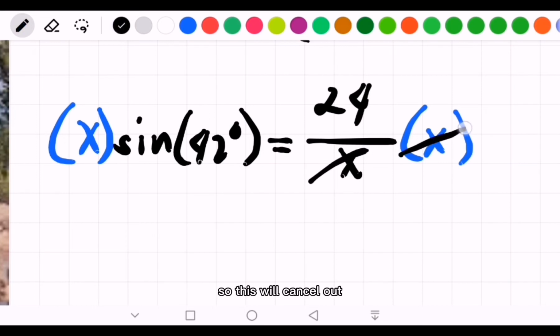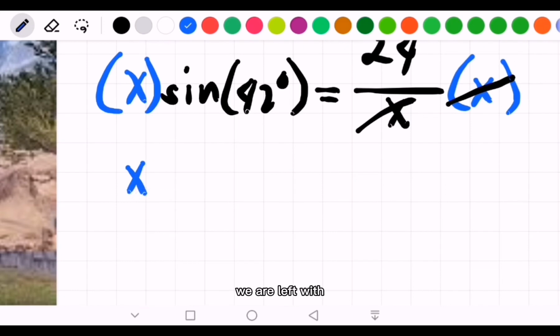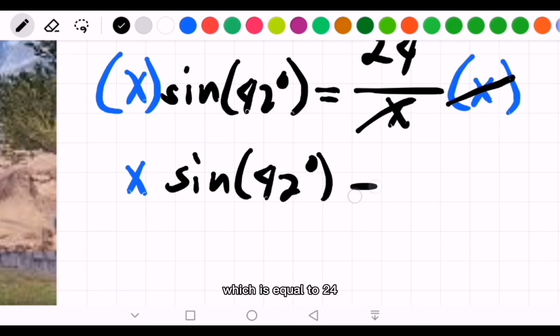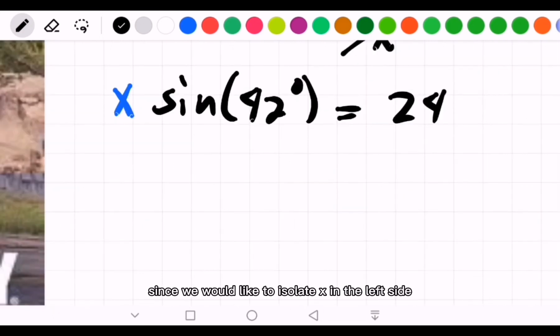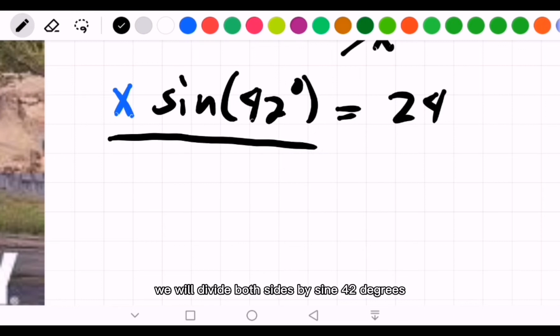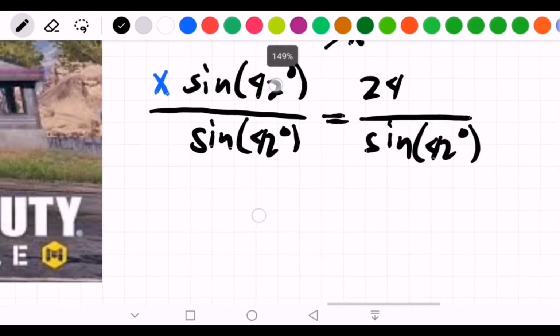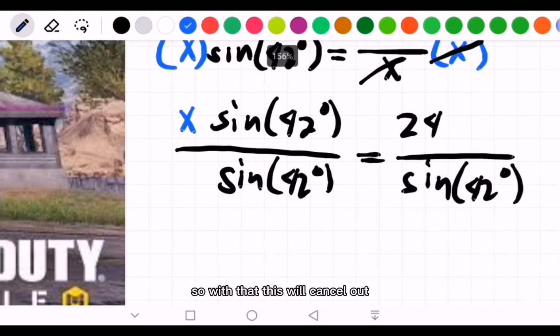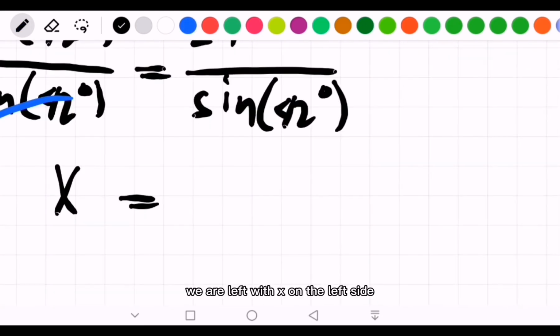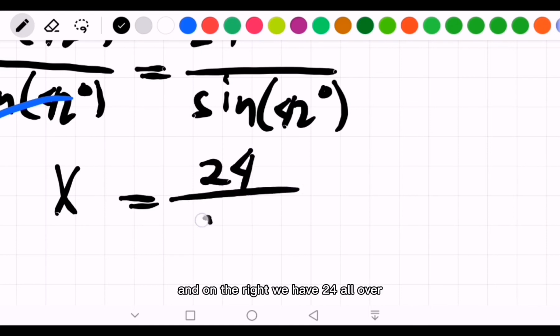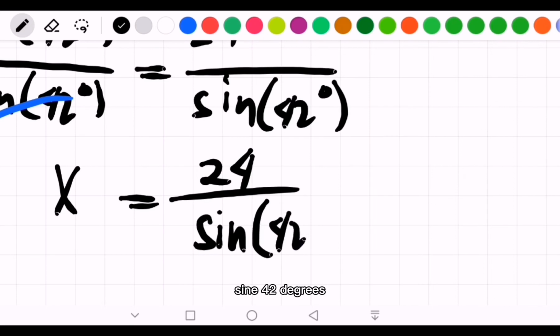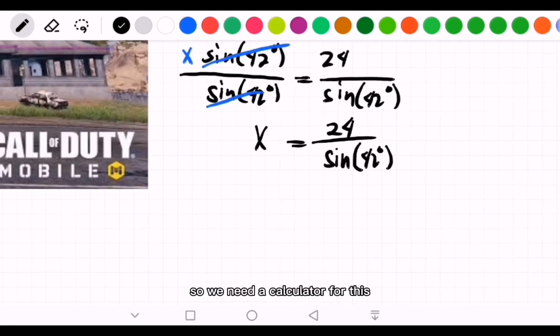So this will cancel out, and then we are left with x sine 42 degrees, which is equal to 24. Since we would like to isolate x on the left side, we will divide both sides by sine 42 degrees. So with that, this will cancel out. We are left with x on the left side, and on the right we have 24 all over sine 42 degrees. So we need a calculator for this.